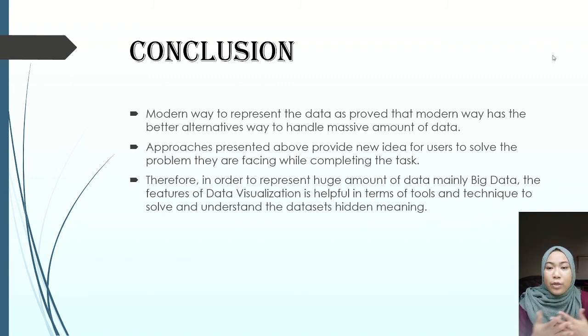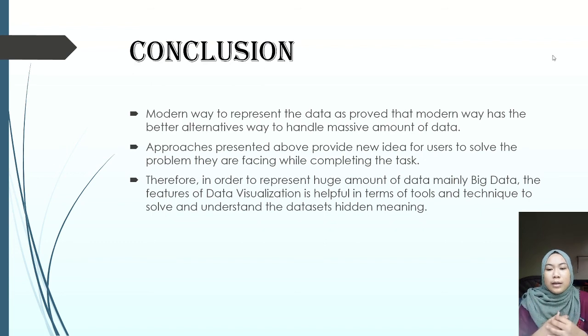These are a few things that I talk about in my paper. The approaches presented above provide new ideas for users to solve the problems they may face while doing or completing a task. The rapid rise in the capacity of contemporary computers enables the collecting, storage, and analyzing of huge amounts of data, which was impossible in the past years.